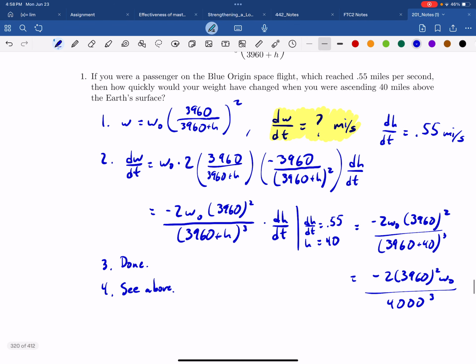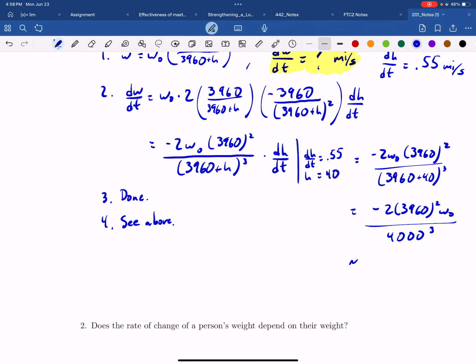Okay. Just doing sort of a back of the envelope calculation, it looks to me like it's roughly 1/2000 times W naught. Now that is not a final answer, right? This is the final answer.